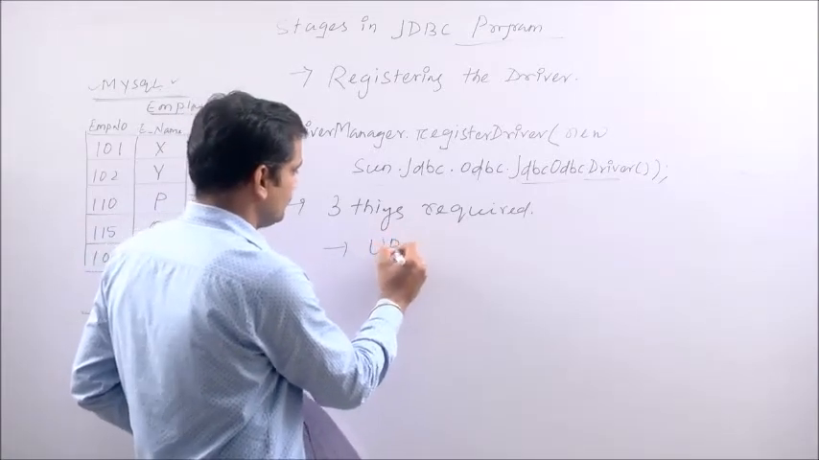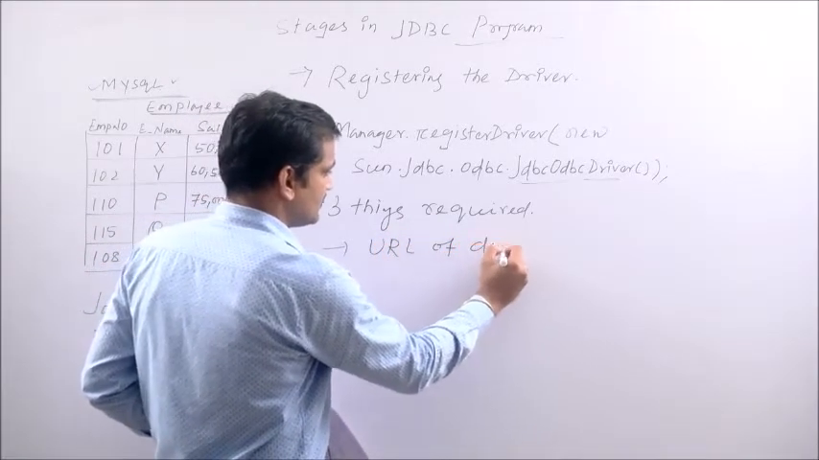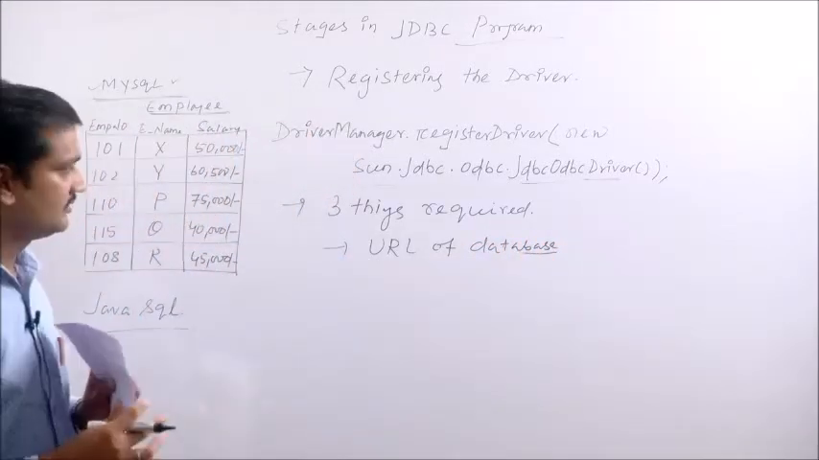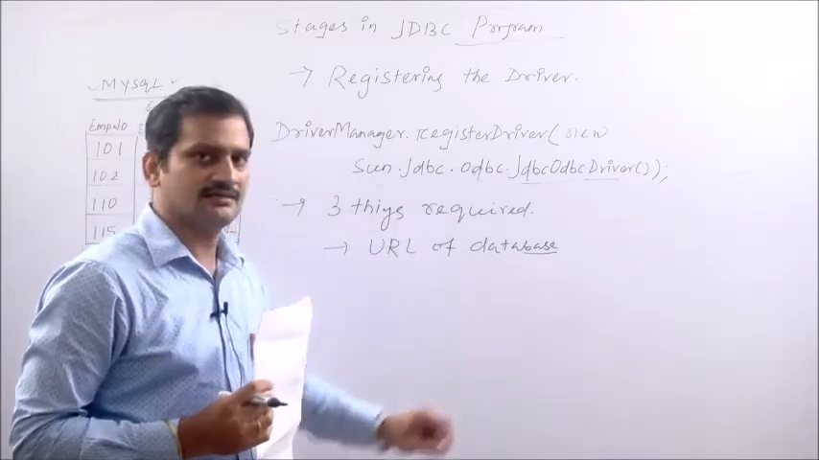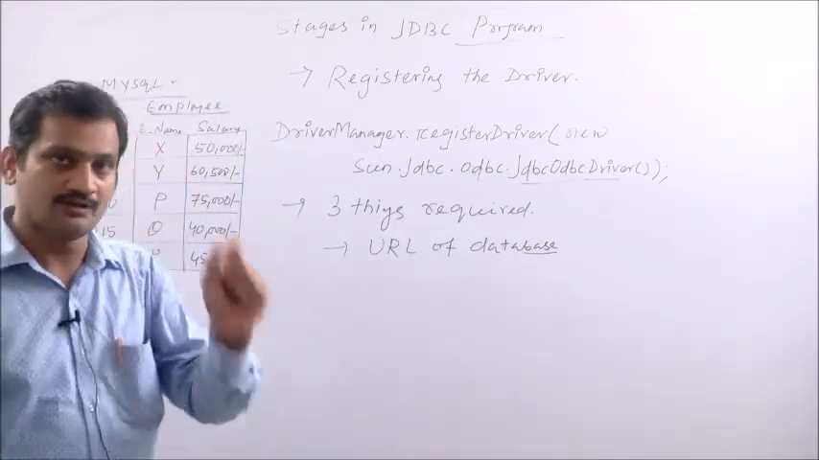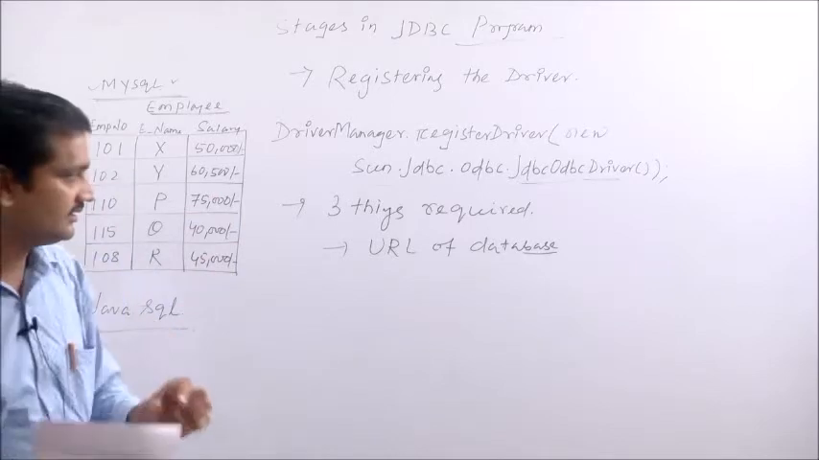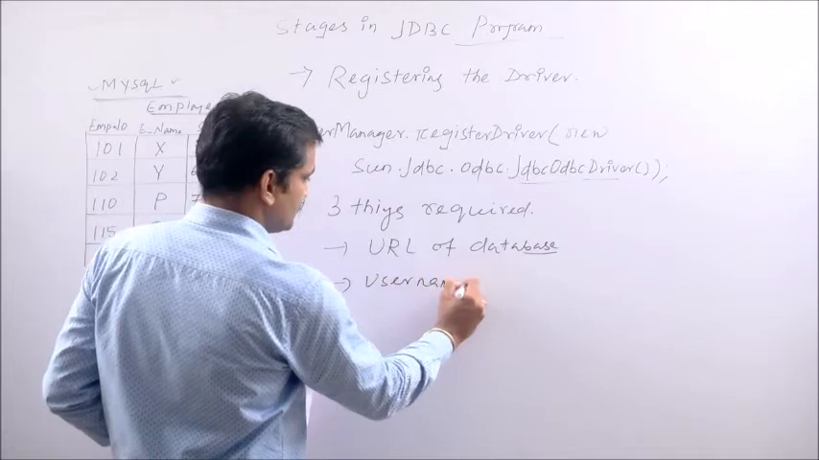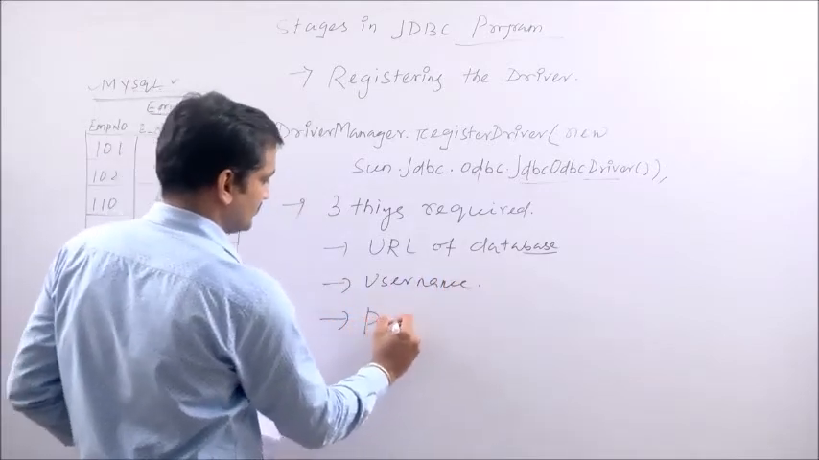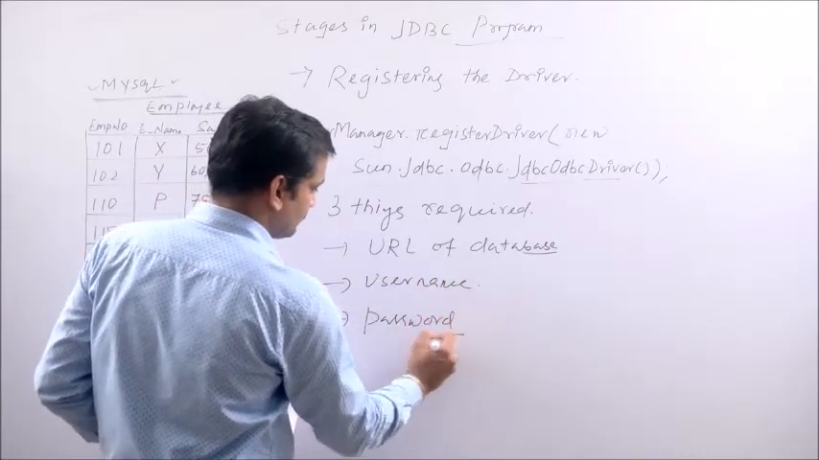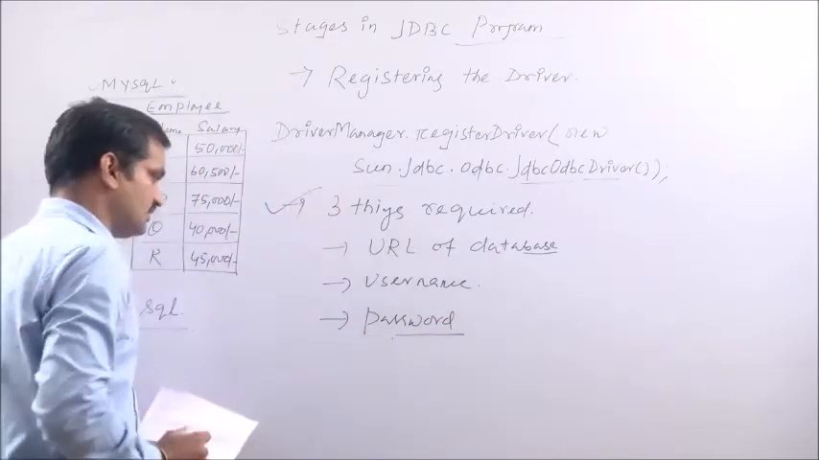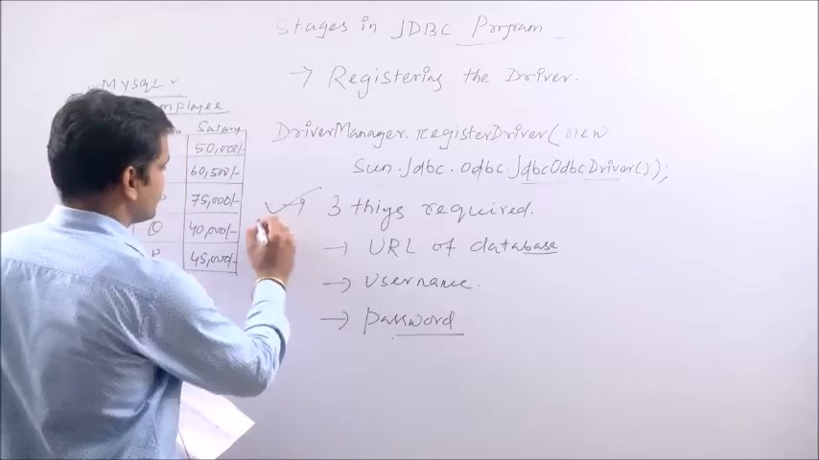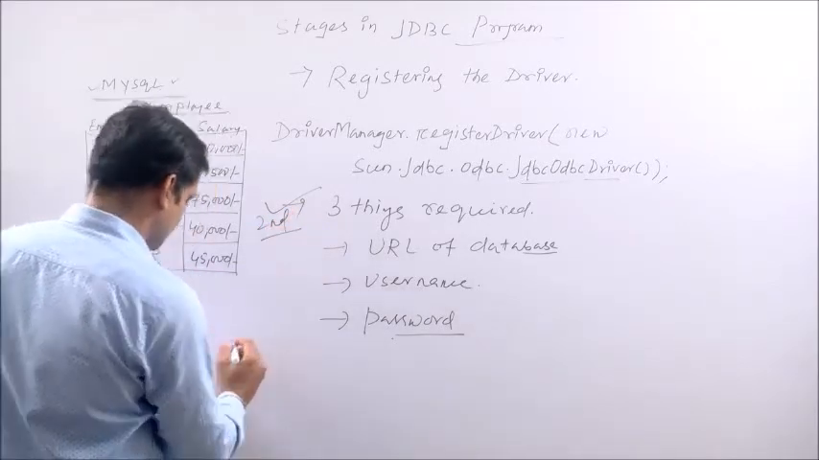The first one is the URL of the database, where the database is present. You have to provide the complete path where the database is present, including the port number and the database name. Then comes the username, the user you want to connect as, then the password. If you provide all these things, then only you can connect to the database. This is the second stage, connecting to the database, and the statement in this stage looks like this.